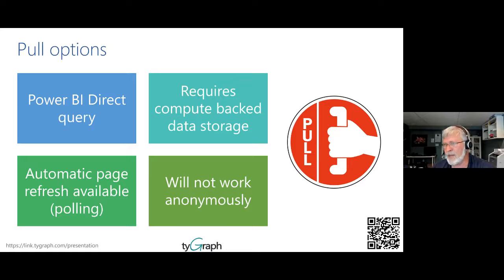It is taxing on the back end system, so you've got to make sure you're going to have enough performance. But one of the killers for our scenario, for the most part, is that it does not work anonymously. So we actually have some real time with tyGraph for Twitter, but we only use it internally to monitor the operation. We can't publish anonymous reports that have a push dataset or even a DirectQuery dataset. All right.